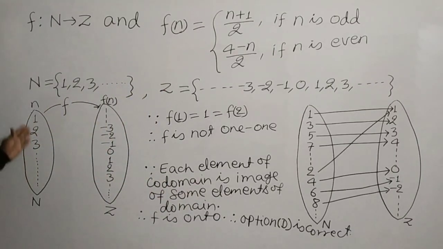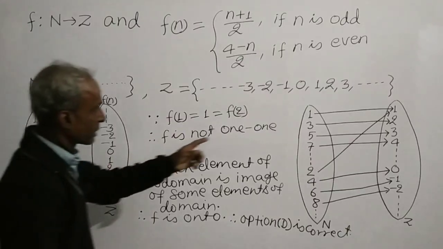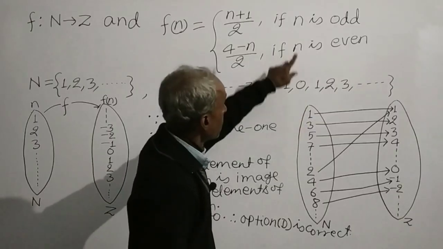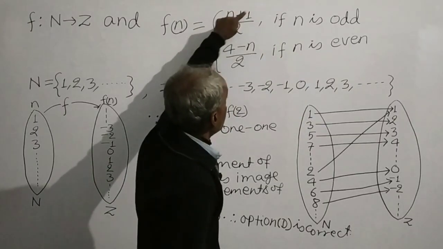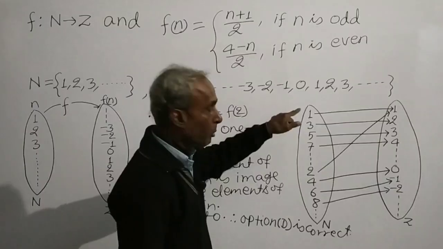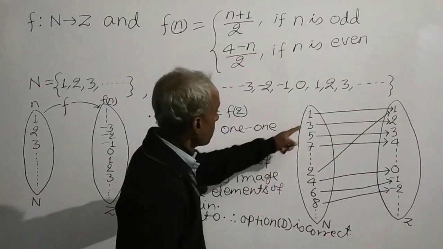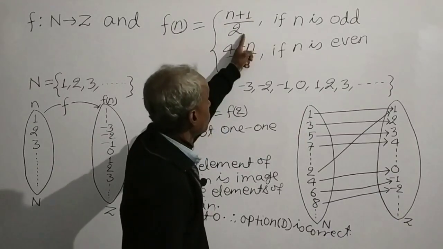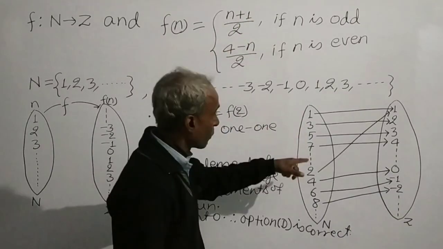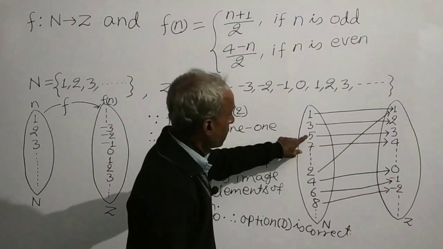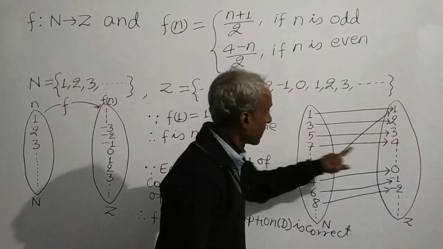Since some natural numbers are odd and some are even, first we put odd numbers. When we put 1, (1+1)/2 means 2/2 means 1, image obtained is 1. When we put 3, (3+1)/2, 4/2, that is equal to 2, image is 2. Similarly, image of 5 is 3, image of 7 is 4.